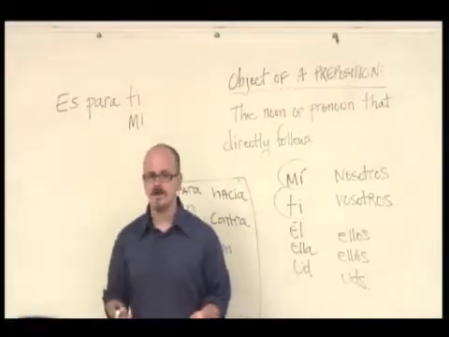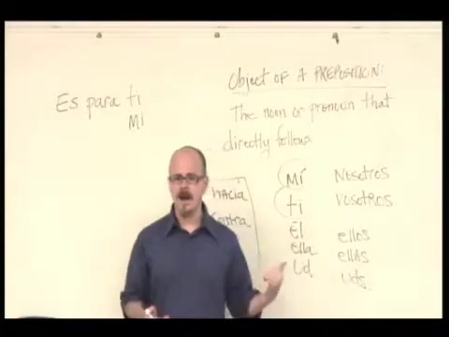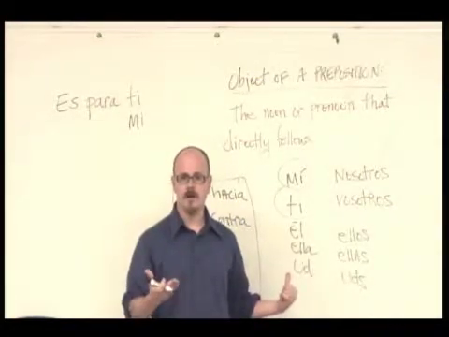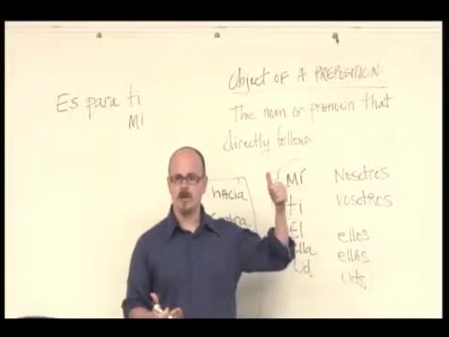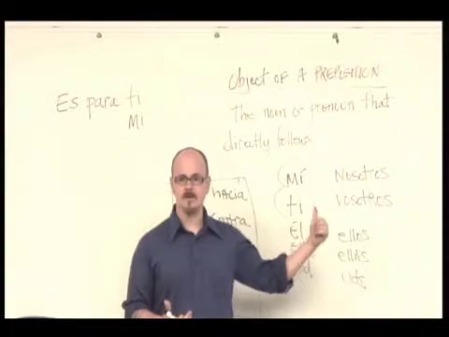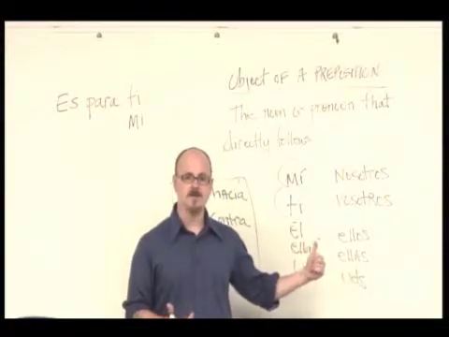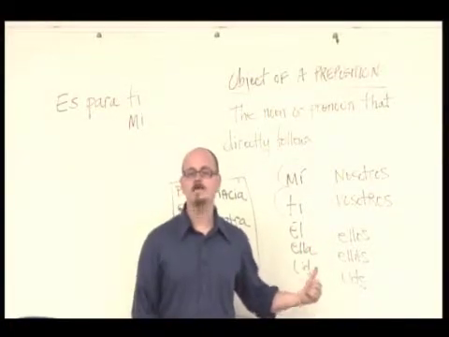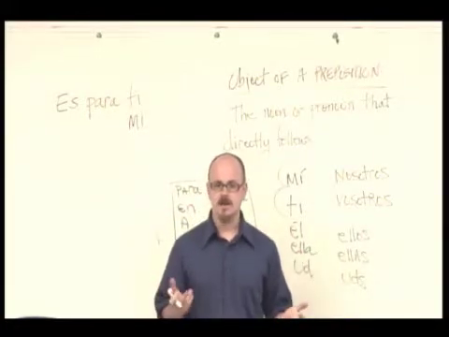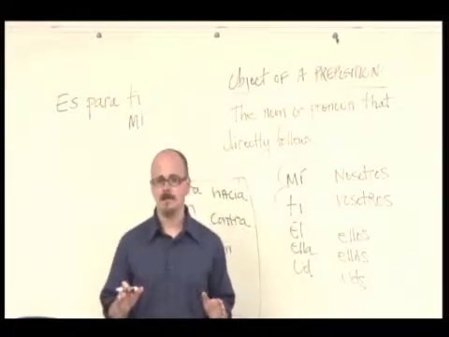All of the other ones would be the same. It is for him, es para él. It is for her, es para ella. It is for you in the formal, es para usted. It is for us, es para nosotros. It is for y'all, es para vosotros. It is for them, es para ellos or ellas. And it is for you all, es para ustedes. So only in the mí and the ti will we see a change. And that's basically all that's going on here.